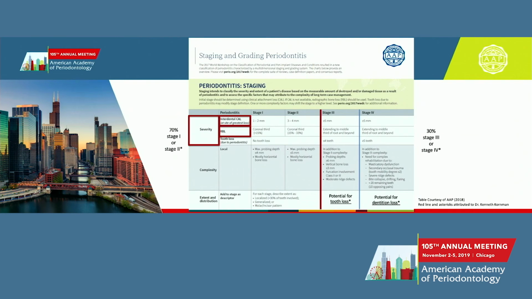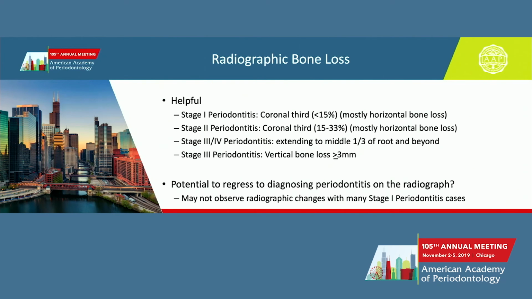The radiographic bone loss is new and different. That one, I think, has been very helpful with the radiographs. It also has maybe some concerns. The division of the destruction based on the coronal 1/3 and extending into the middle 1/3 has been helpful. First, 15% or less root bone loss is stage 1, up to 1/3 is stage 2. Once you get into the middle 1/3 or beyond, it's stage 3, and the vertical defects.